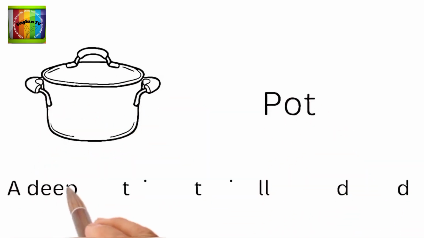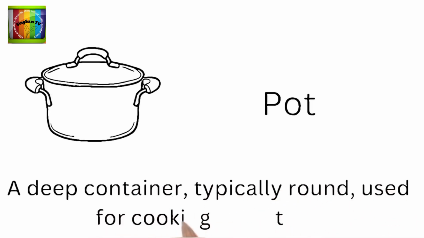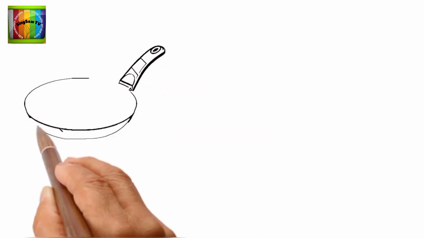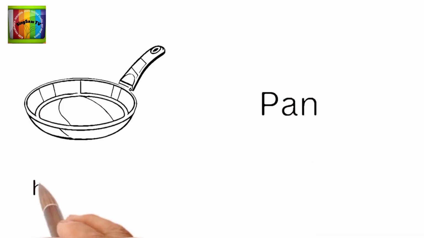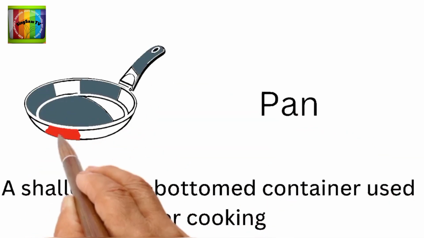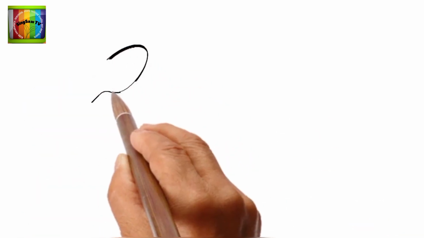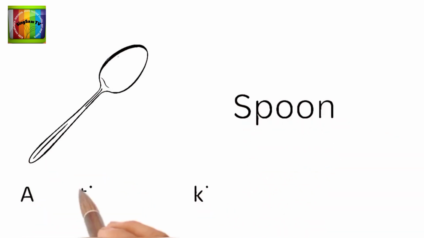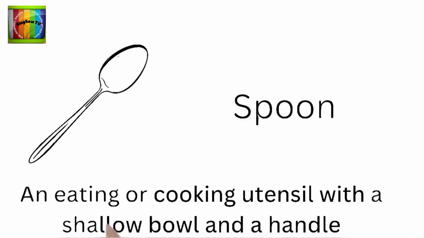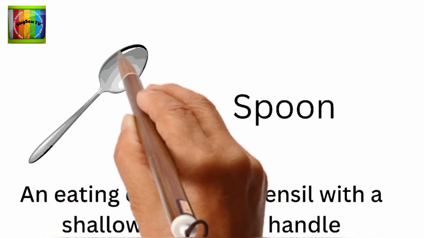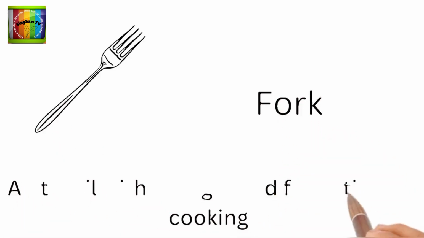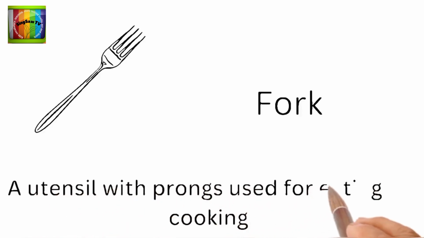Pot. A deep container, typically round, used for cooking on a stove. Pan. A shallow, flat-bottomed container used for cooking. Spoon. An eating or cooking utensil with a shallow bowl and a handle. Fork. A utensil with prongs used for eating or cooking.